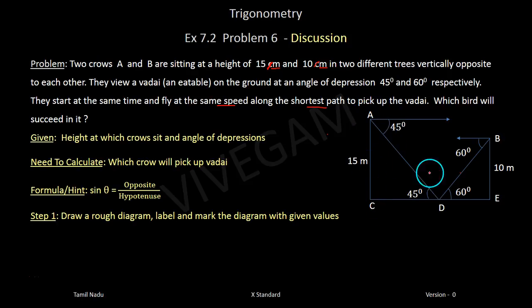This is a tree, one tree, and this is the first row, this is the second row, this is the second tree, 10 meters, and the first one is 15 meters, and the angle of depression for the first case is 45 degrees, and for the second case is 60 degrees, right?